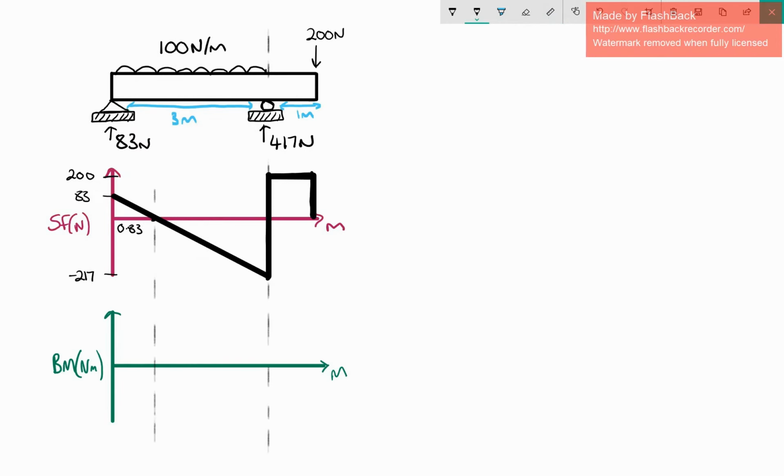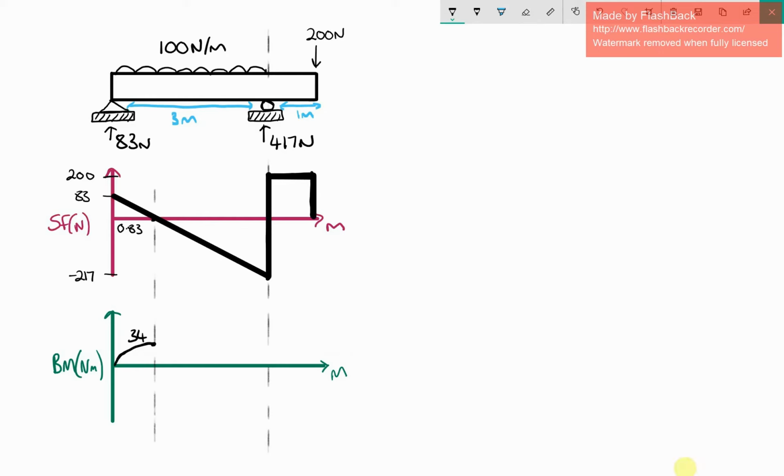Next, we're going to plot a graph for bending moments using the shear force graph above. To calculate the bending moments, we simply calculate the area under the shear force graph for each of the individual shapes. So the first shape is a triangle. So I do a half base times height. So that's a half times 0.83 times 83, and that gives 34. So we draw a curved line up to 34, and it's a curved line because it's a steep gradient.